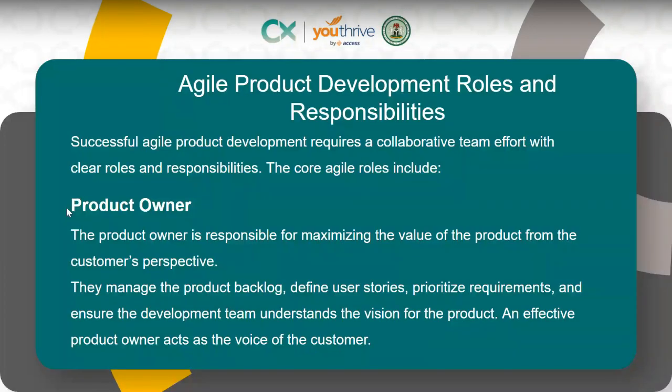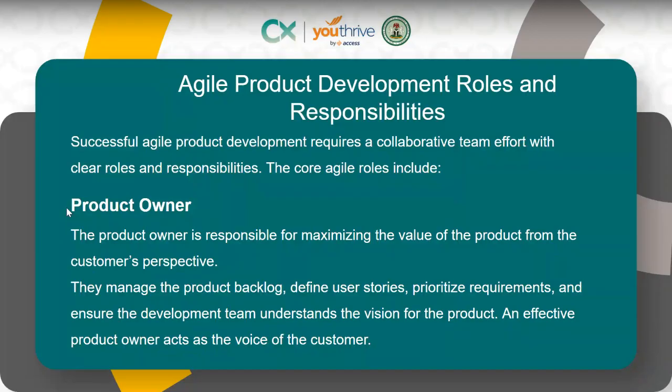Right. The responsibility is maximizing the value of the product from the customer's perspective. They manage the product backlog. The backlog means all of the features that you're prioritizing. They define user stories and prioritize requirements. So the high-level requirements that you got as a product manager, the product owner gets them, then defines user stories for each of those features.